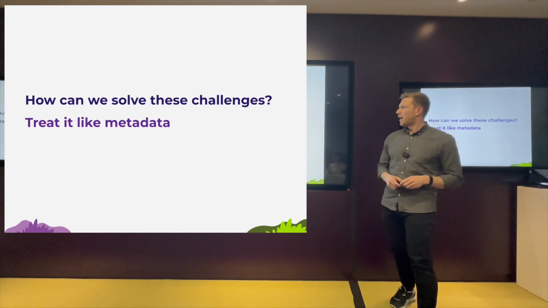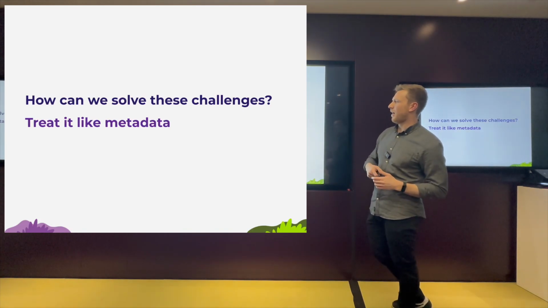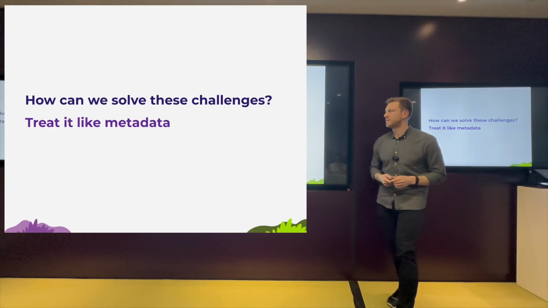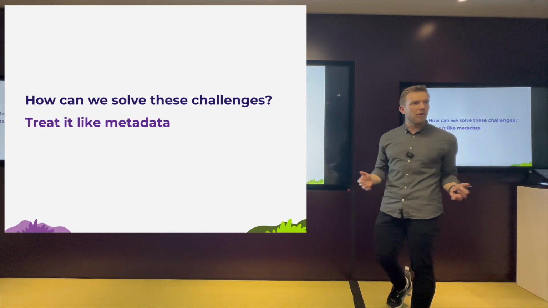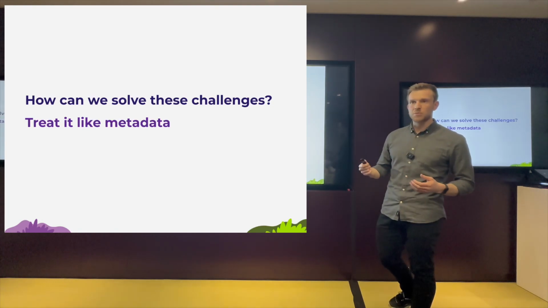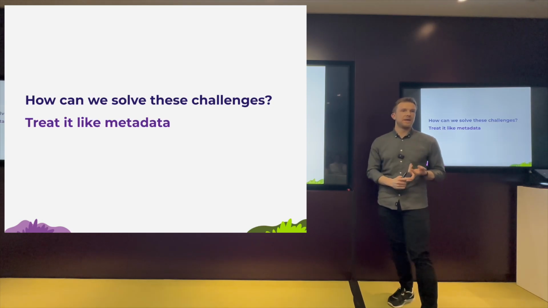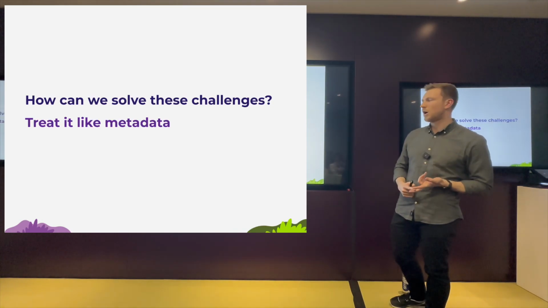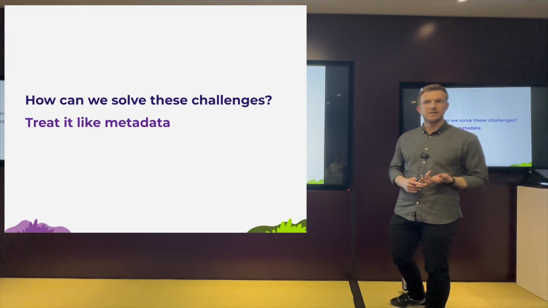Cool. So how do we solve these challenges? Coming back to the purpose of this talk, I think we should be looking to treat this data more like metadata, essentially. We should be trying to incorporate this data into our DevOps processes. We should be tracking it in source control. We should be committing it to branches, raising pull requests and code reviews, and ultimately automating our deployments of this data as well.